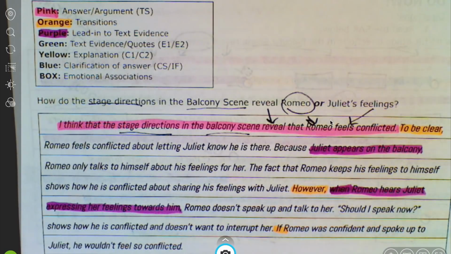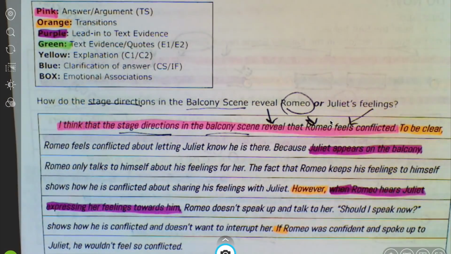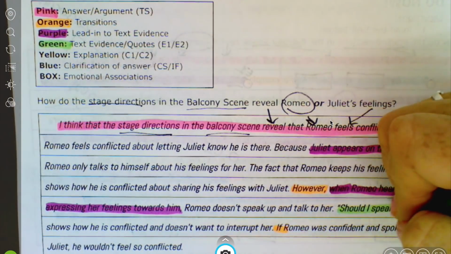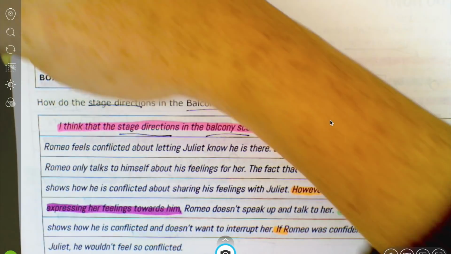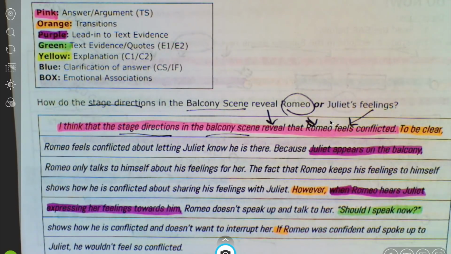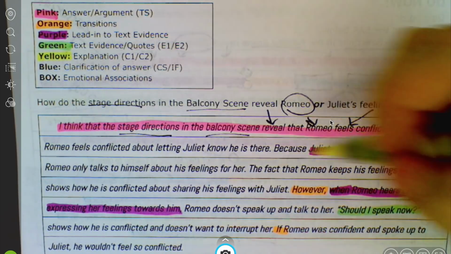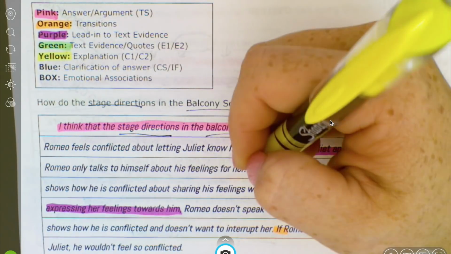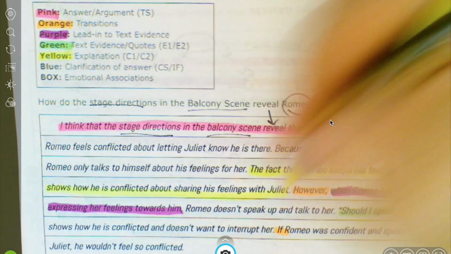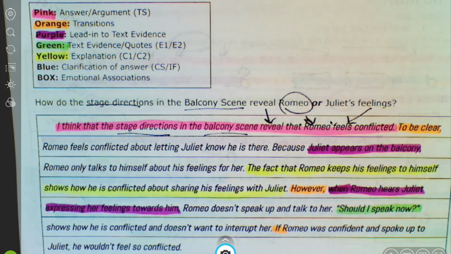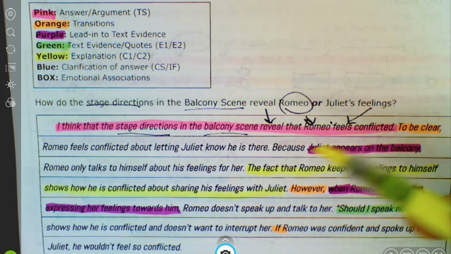The next part is to highlight text evidence in green. All right? So I'm going to go in and highlight that one quote that I've seen. Now, there is not a second quote in here, so I'm just going to highlight that section. Next, I see yellow for the explanation of the text. All right? So I don't really see the words "the fact that" in here. I'm just going to have to look, and I'm seeing it right there. So, "the fact that Romeo keeps his feelings to himself shows how he is conflicted about sharing his feelings with Juliet." So that is an explanation of a quote, but there is no quote there that they're explaining. So I do know that I'm going to have to add that in.